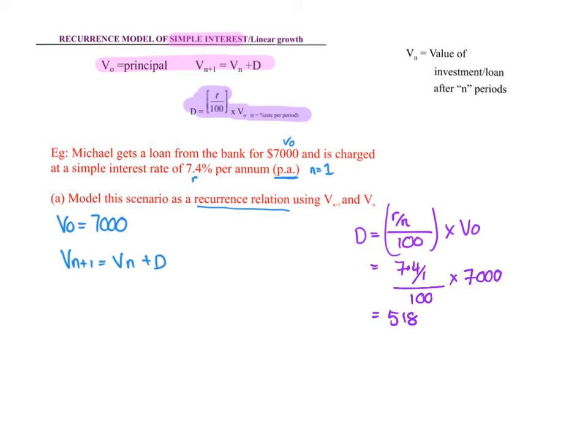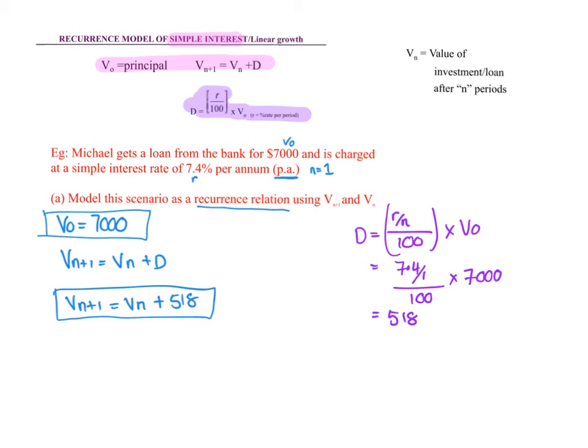So for me to actually go finish off this recurrence relation, I should have Vn plus 518. So what the examiners are looking for is for that to be written and that to be written. Okay, so that's a recurrence relation there.